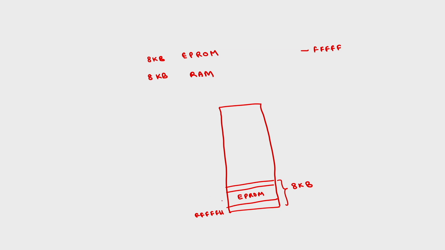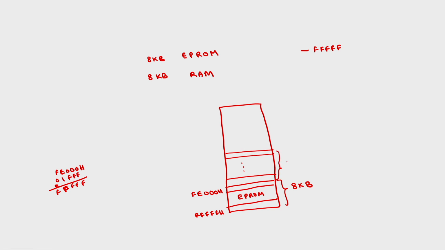So this will be FE000H. Is it clear? FE000H is the starting address. To get the 8K you have to add 01FFFH, so this will be FFFFF, 4 Fs, right?